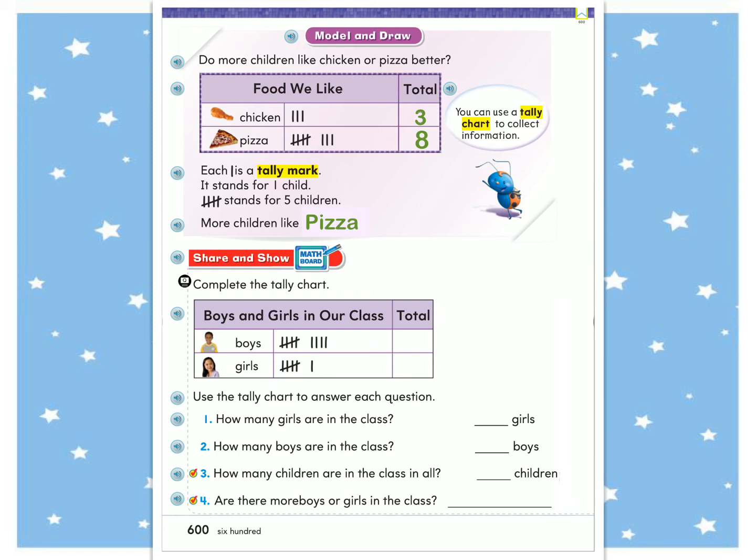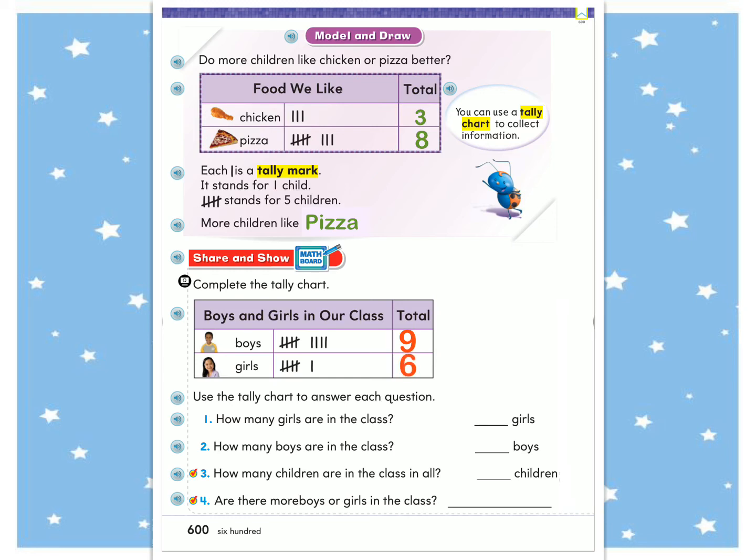Now let's complete the tally chart. Let's move down. Now another chart that shows boys and girls in our class. So in that class we have, let's count together. 5 and 4 more equals 9. So 9 boys there were in the class. What about the girls? 5 and 1 more equals 6.